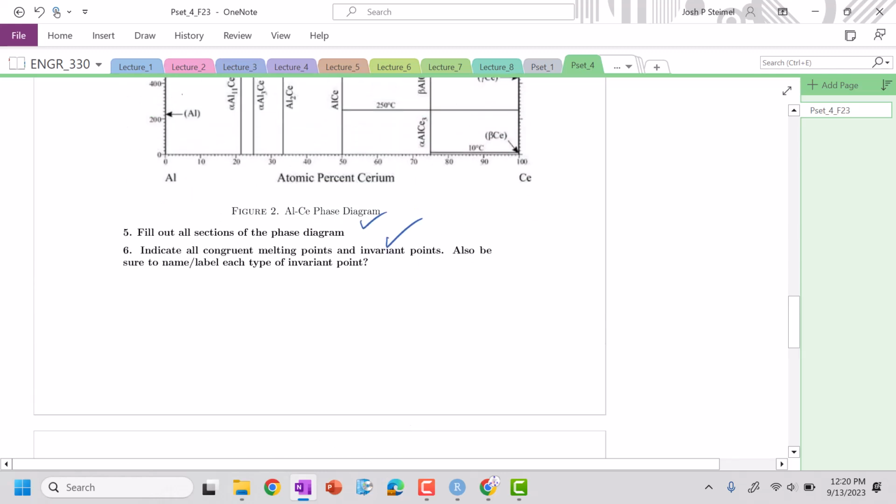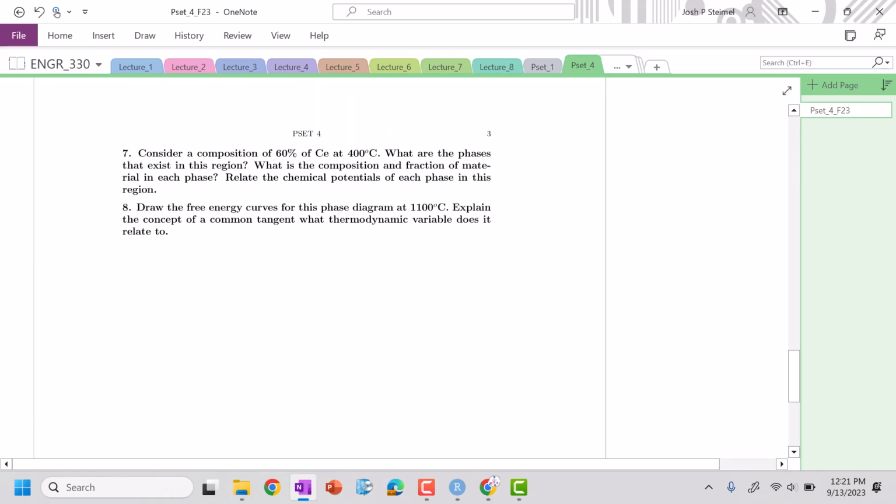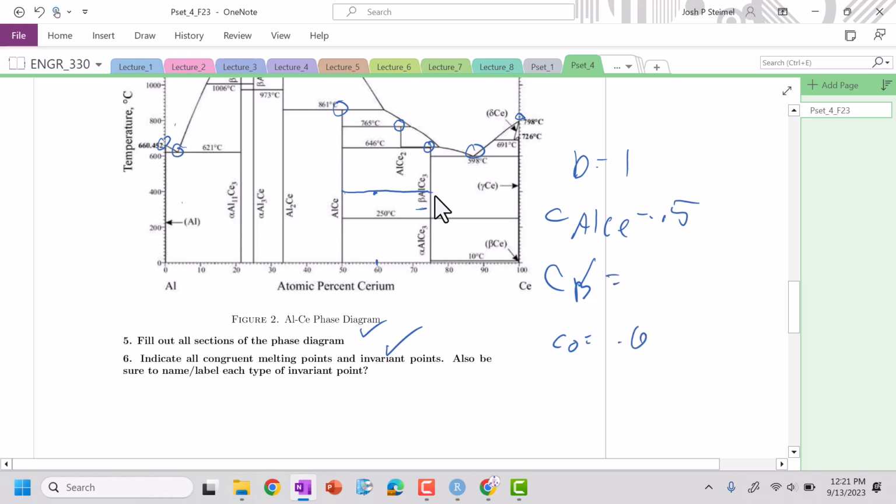Composition of 60 CE. So CE 60, at what temperature do we have? 400 C. So at 400 C, we look like this. And again, similarly, we're in a two-phase region, so my degree of freedom is 1, just like we did last time. I have a composition in ALCE. I have a composition in, I'm just going to call this the beta. So my composition in ALCE is approximately 0.5. My C naught is equal to 0.6. And my C beta, I'm just going to call that 0.75.